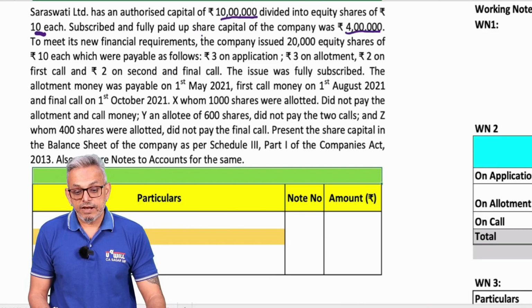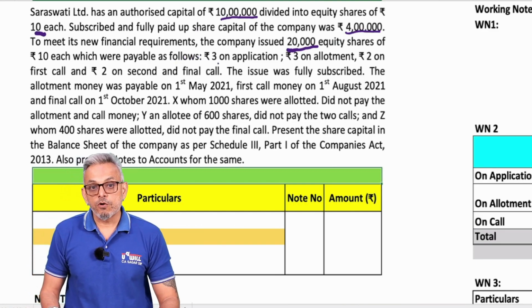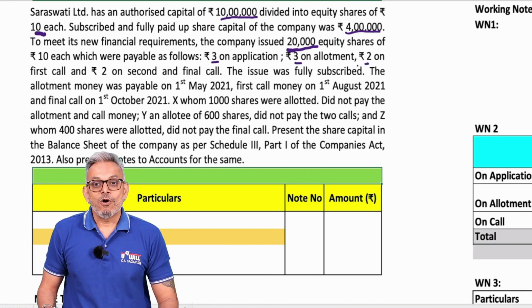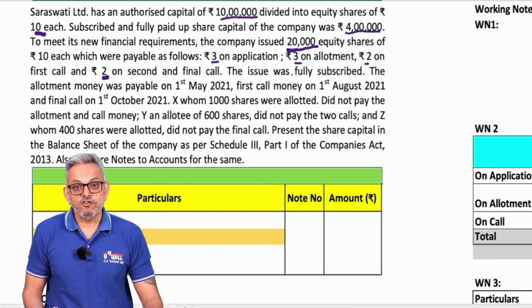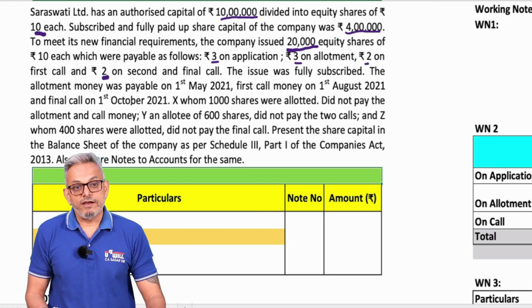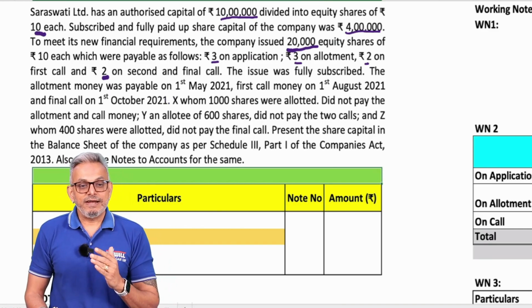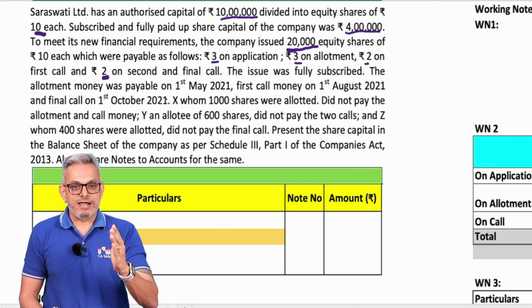Now, to meet its new financial requirement, the company issued further 20,000 equity shares of 10 each, which were payable as follows: 3 on application, 3 on allotment, 2 on first call, and 2 on second and final call. The issue was fully subscribed. The allotment money was payable on 1st May, first call on 1st August, and final call on 1st October. So all the calls are made. It is rupees 10 fully called up.